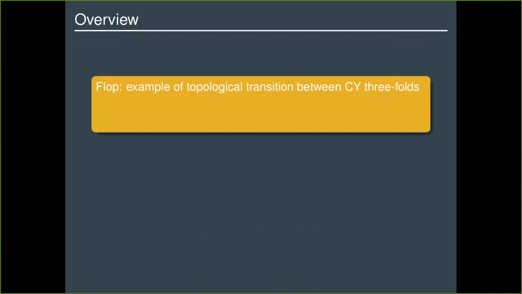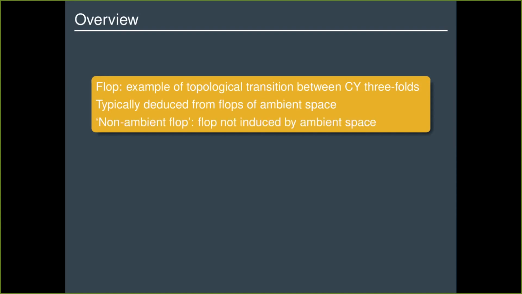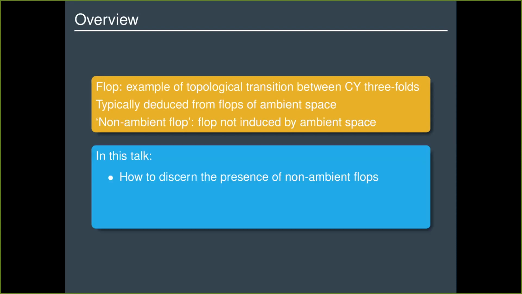A flop is an example of a topological transition between Calabi-Yau threefolds, or at least that's the context in which I'll be talking about these. Typically, in the algebraic descriptions that we use of Calabi-Yaus, or whatever space we're interested in, we deduce these from flops of the ambient space. So by non-ambient flop, I mean a flop that isn't induced by one in the ambient space.